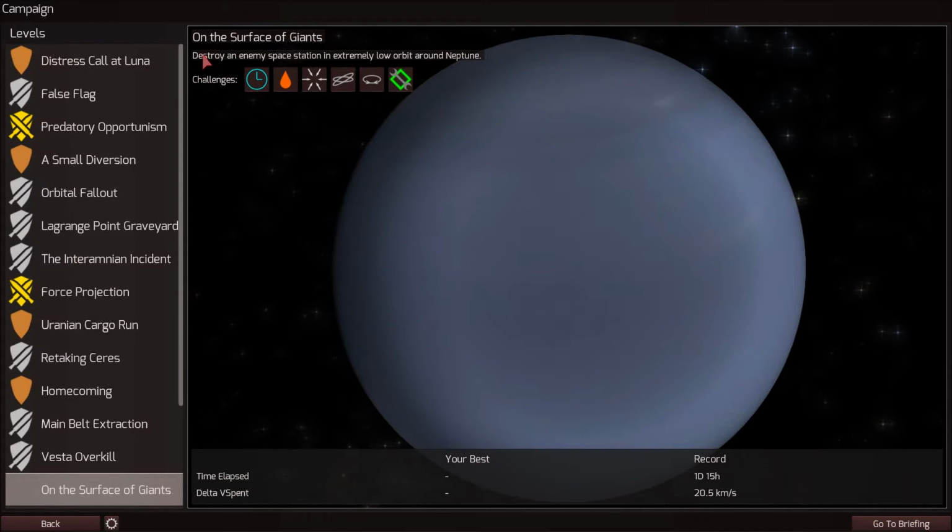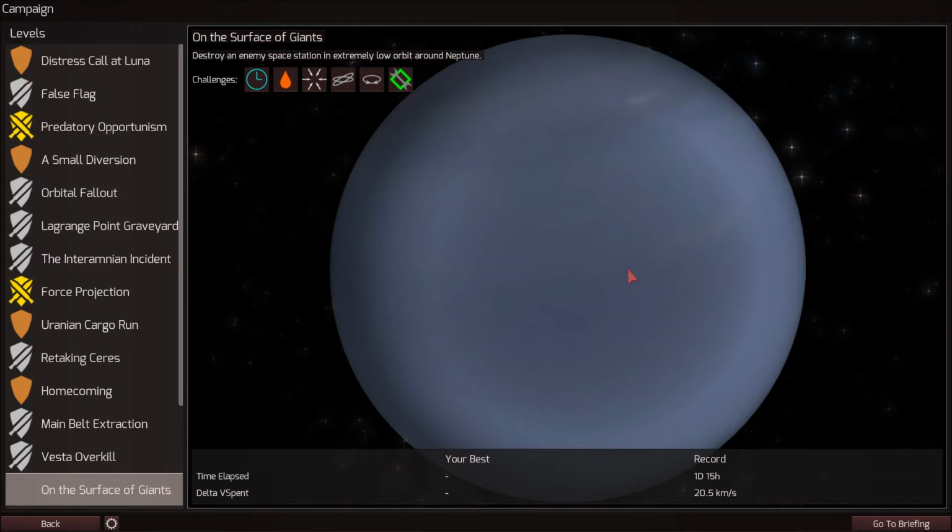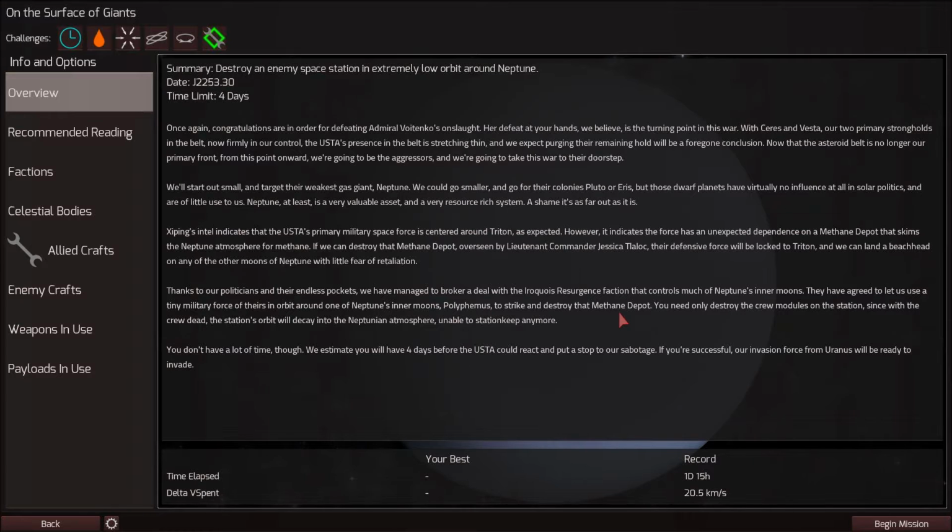Today we are doing the On the Surface of Giants campaign mission. Presumably, this is the giant, Neptune. We are ready to go on the offensive against the USTA, and we've decided to go after the Neptunian system, being that it is quite rich. What we need to do is strike at a methane depot in orbit around Neptune, skimming close to the atmosphere. If we take that out, then the USTA forces will be stuck around Triton, and that is the plan. And it's all thanks to the intel from Zhiping.